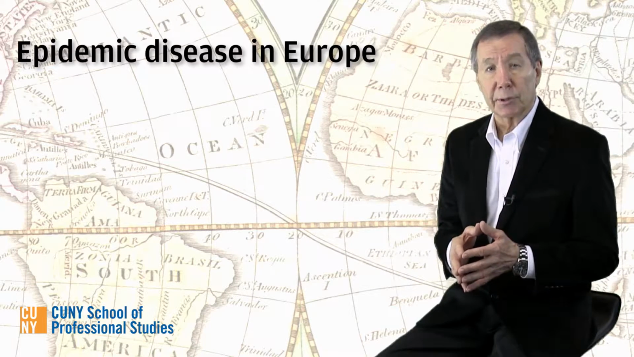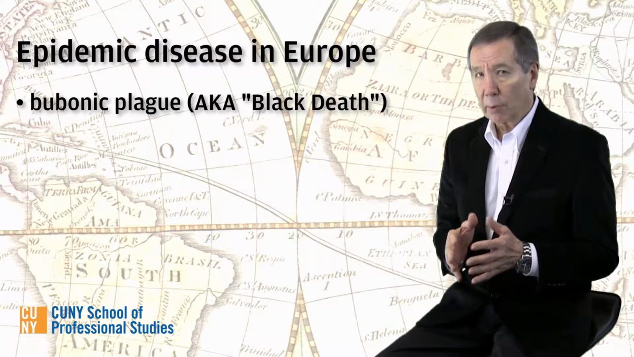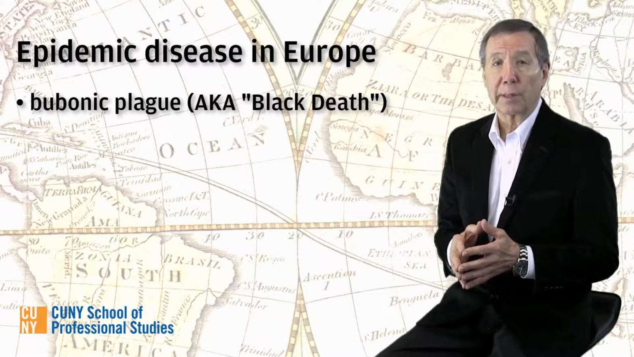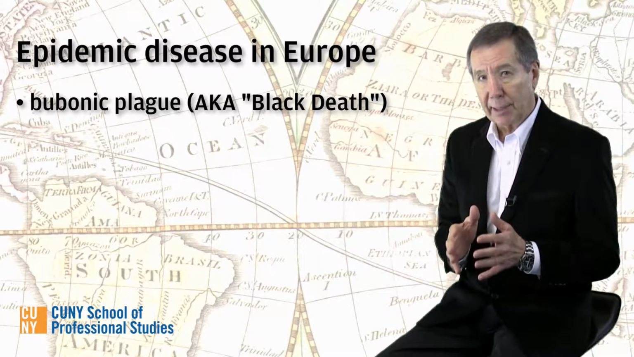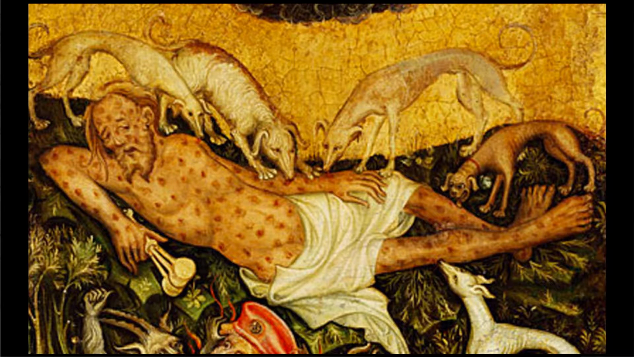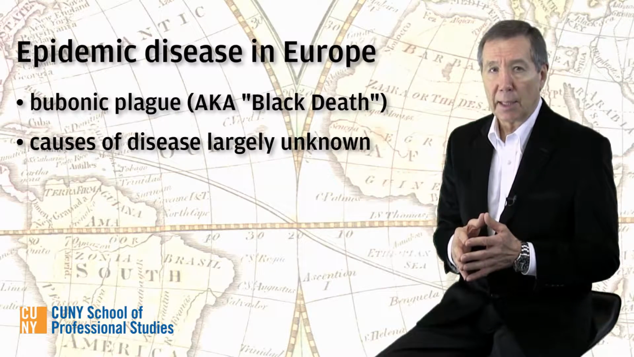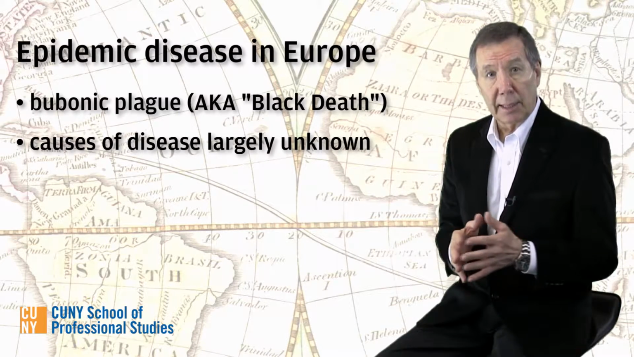Epidemic diseases such as bubonic plague were a recurring phenomenon in medieval and early modern Europe, particularly in urban areas where they had devastating effects and reappeared periodically. There was very limited understanding of the causes of disease, and the Black Plague is a good case in point.